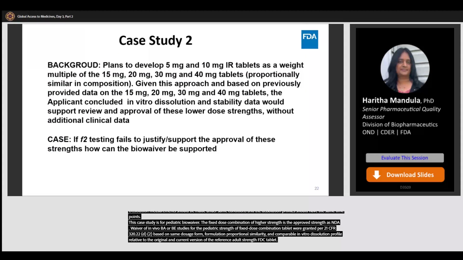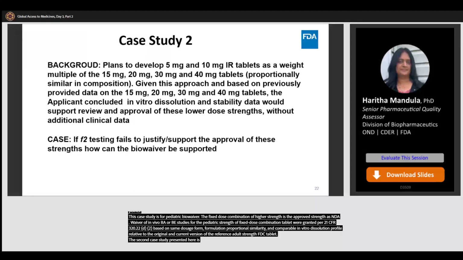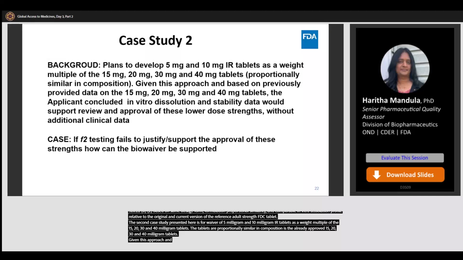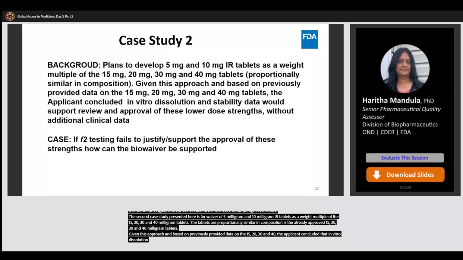The second case study presented here is for waiver of lower strengths 5 mg and 10 mg IR tablets as a weight multiple of the 15, 20, 30 and 40 mg tablets. The 5 and 10 mg IR tablets are proportionally similar in composition to the already approved 15, 20, 30 and 40 mg tablets. Given this approach and based on previously provided data on the 15, 20, 30 and 40, the applicant concluded that in vitro dissolution and stability data would support approval of these lower dose strengths without additional clinical data.